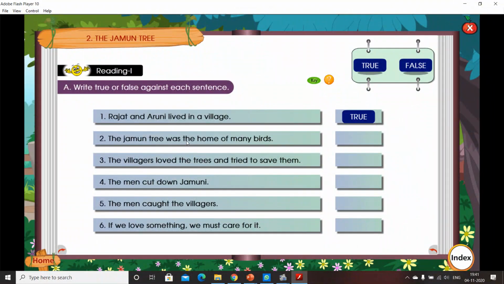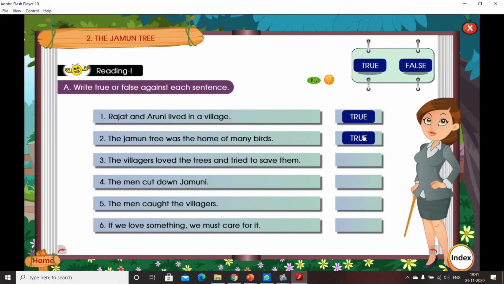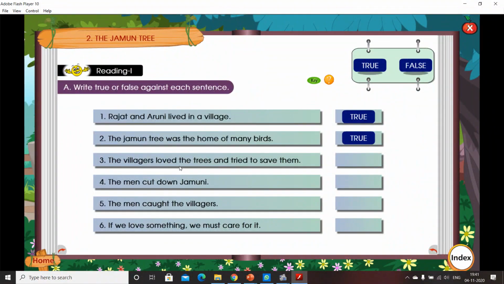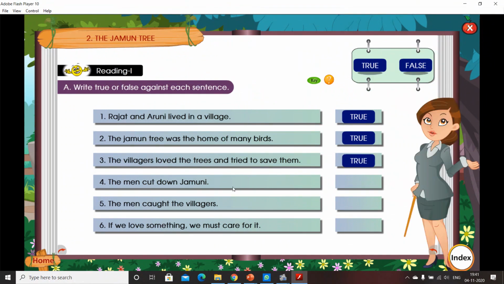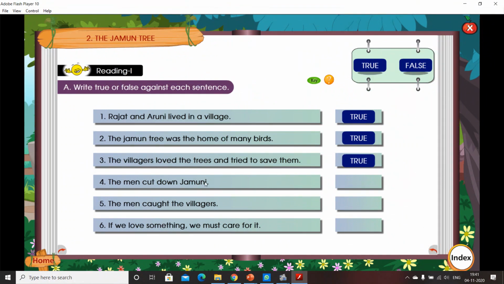The Jamuni tree was the home of many birds, isn't it? Many birds were using the trees for their nests. The villagers loved the trees and tried to save them. Yes. The men cut down Jamuni. No, they did not cut. They were about to cut.